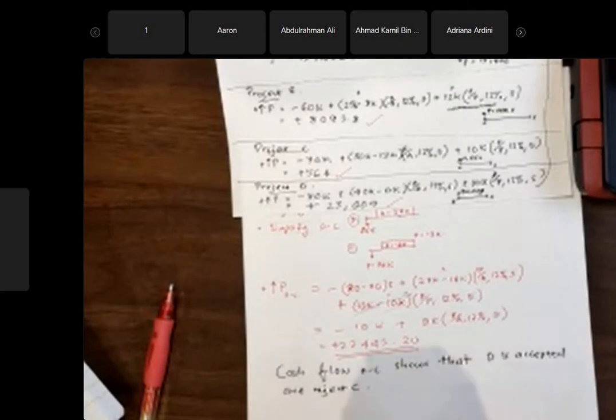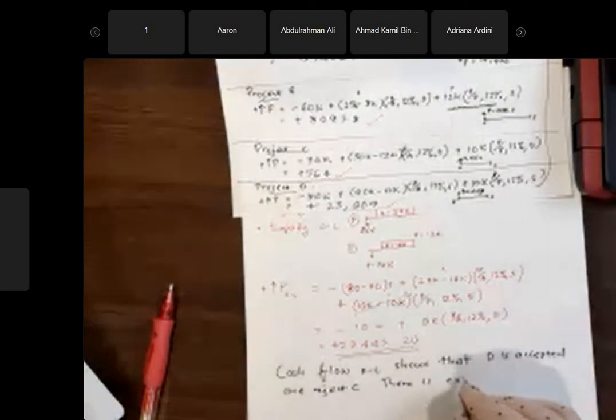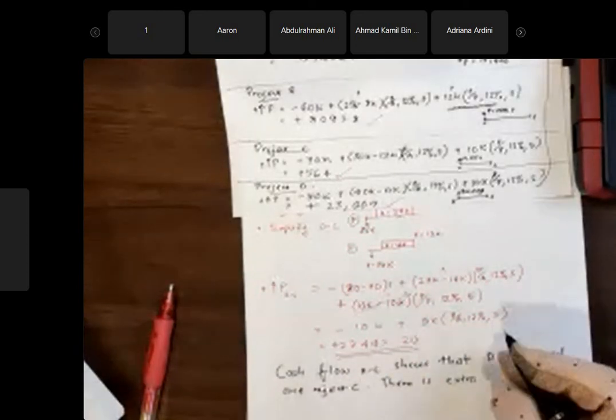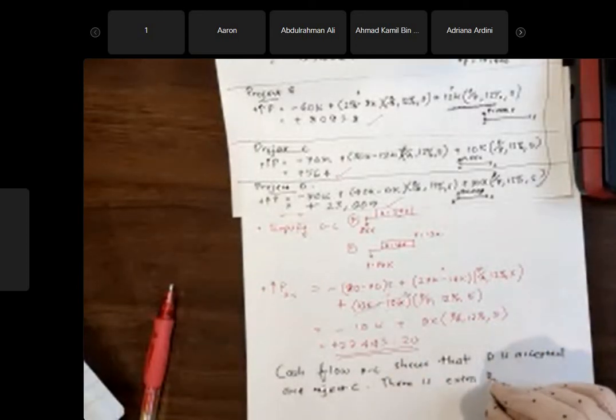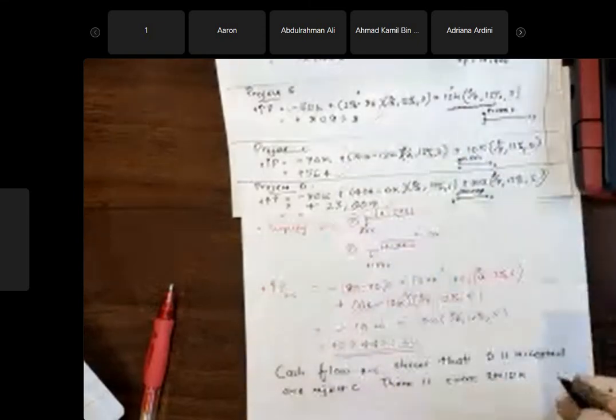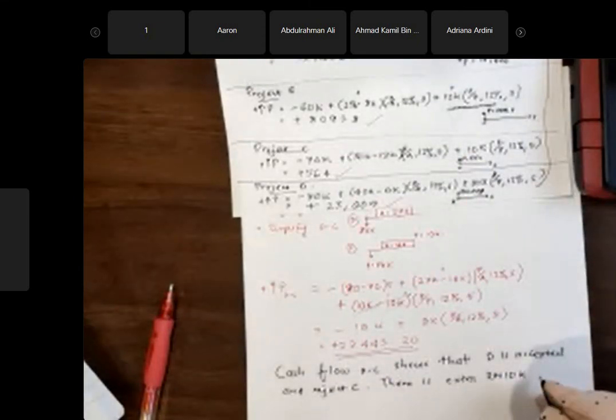Okay. And then you mention there is extra. Okay, correct. There is extra 10,000. You have to look at the detail in the picture above. There is extra 10,000 K to be invested.